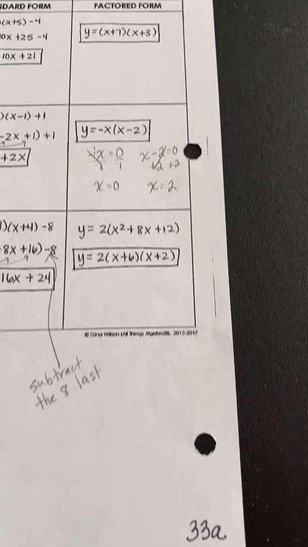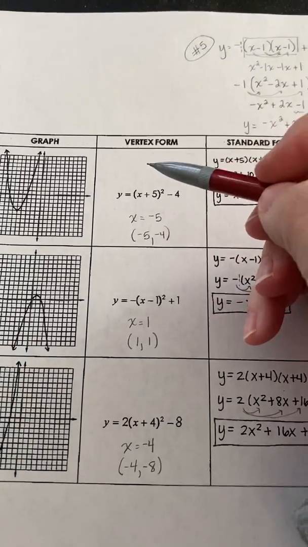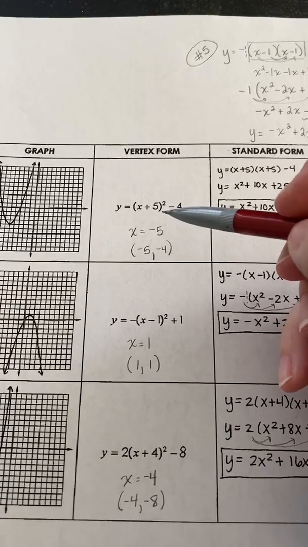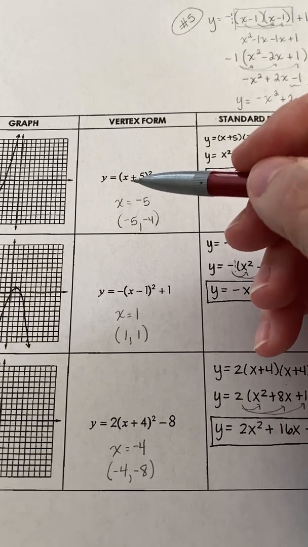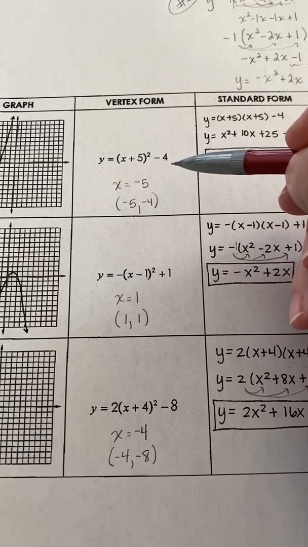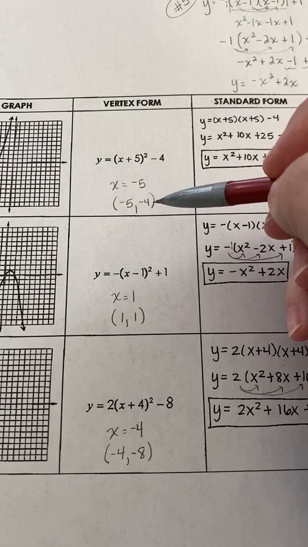Okay, now here we have page 33. Now on these, they gave you the vertex form. So you started with that, you didn't have the graph. And this goes back in the notes, you'd have to go back and look a little bit, but we learned how to take vertex form and find the axis of symmetry and the vertex.